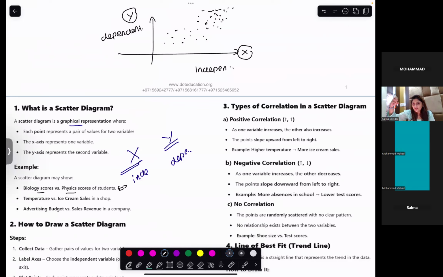If the movement of the data is going upward, then we say there is a positive correlation. If it is moving downward, then we say it's a negative correlation. And when the two data are not related to each other, we say there is no correlation. Are you with me?